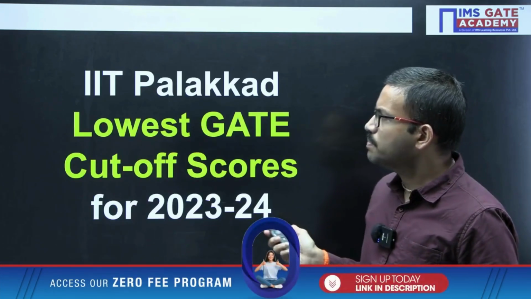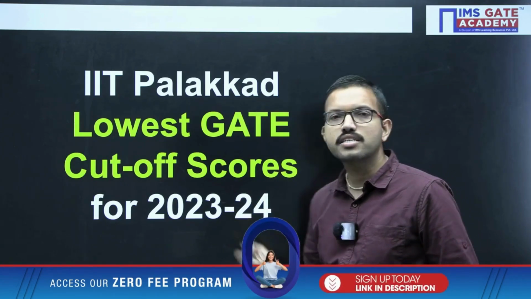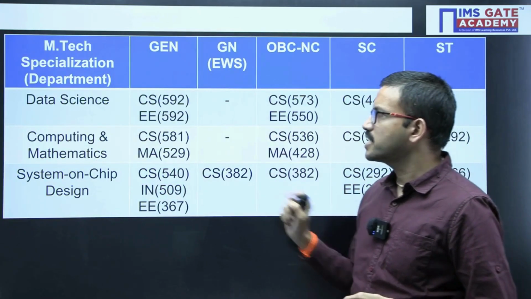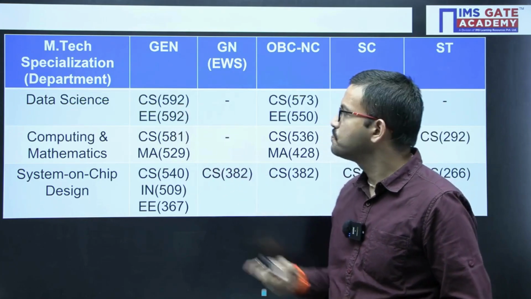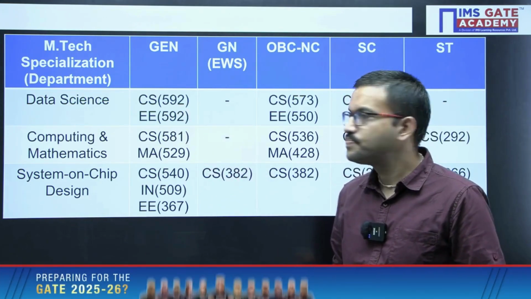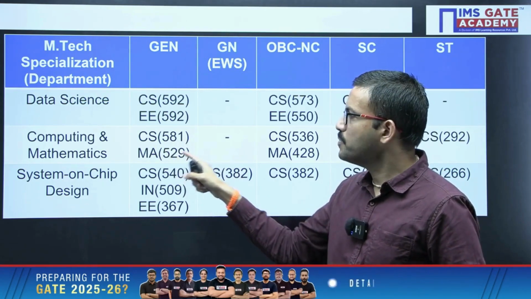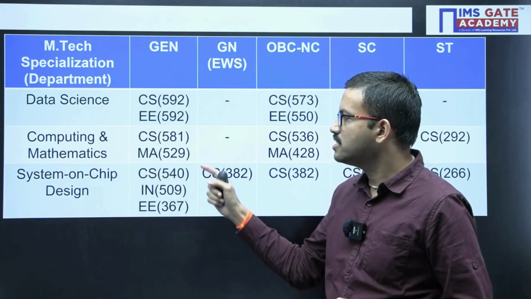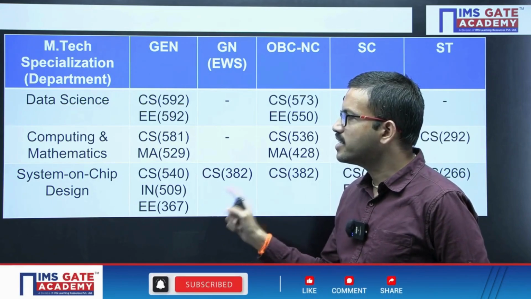Next, IIT Palakkad. IIT Palakkad lowest GATE cutoff scores for the academic year 23 and 24. Right. So coming to the data science, for CS branch 592 and for electrical 592. Okay, computing and mathematics CS branch 581, ME 529. Similarly, system on chip design, computer science 540, instrumentation 509, electrical 367.